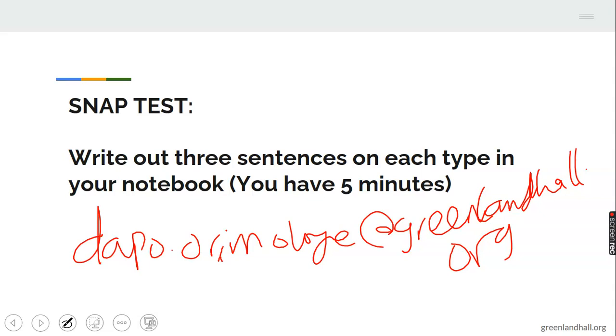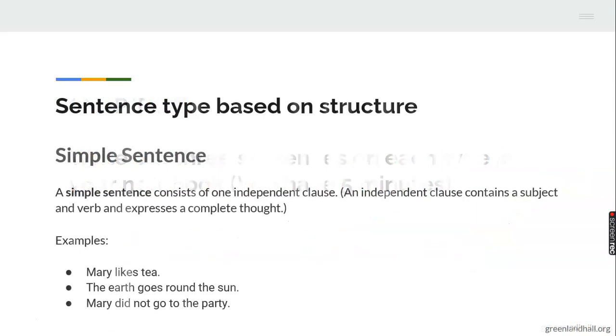Let's go on now while you do your snap test. So to save time, let's go on to types of sentences based on structure. Please, you can pause your snap test for a while. Continue after the class because this part is very crucial. Very crucial.